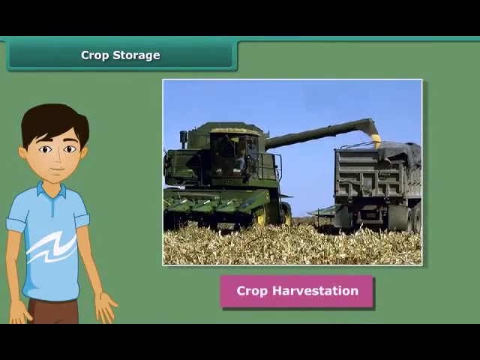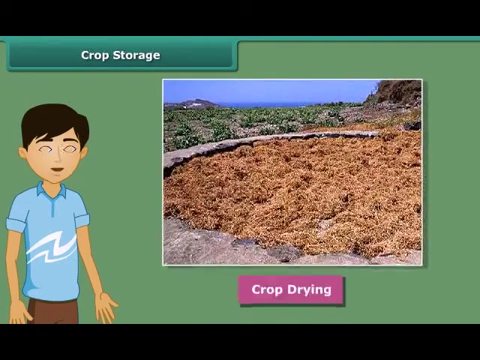Once harvesting is done, crops are stored in huge storages. We should take some precautions to store crops because if the harvested grains are stored without drying, then they may get spoiled or attacked by organisms and thus they will lose their germination capacity. So the grains should be properly dried in the sun to reduce the moisture in them.